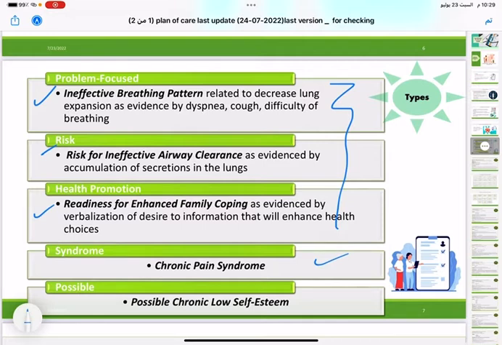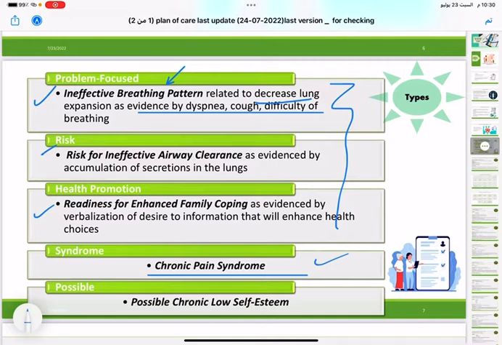But maybe some patients who have chronic pain, like sickle cell, or arthritis, or chronic pain, you can use this syndrome also. The way to write it is like this one, what I am saying here. You can see that the patient is having ineffective breathing pattern related to disease in the lung, or related to something that you can see, and then evidenced by some symptoms. So this is the way for the focus.